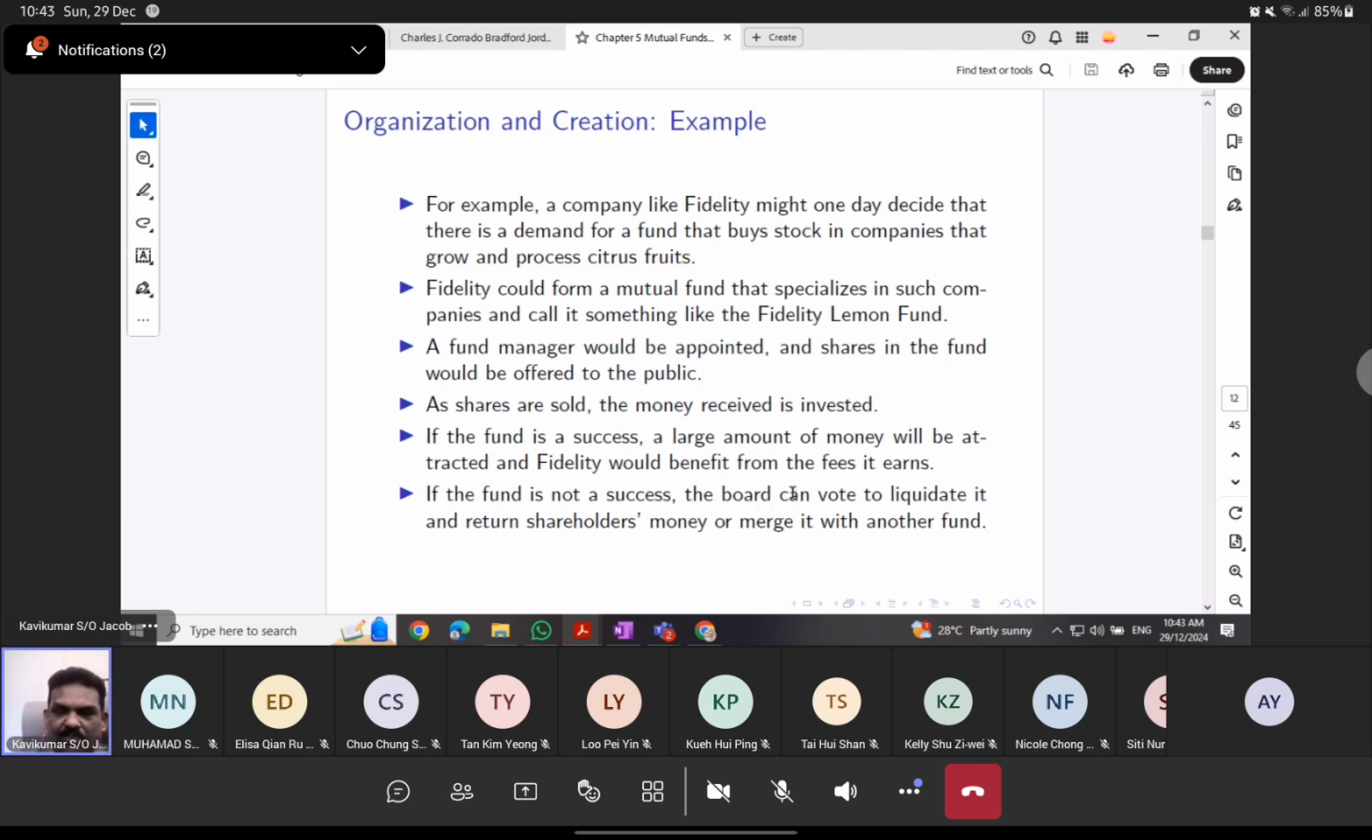If the fund is not successful, the board can vote to liquidate it, return shareholders' money, and merge it to another fund. If the fund is not successful, it means the pooled funds are not enough to cover the project. Then the board will liquidate the money. Liquidate means resell the assets and return the money to the shareholders who invested in the fund.